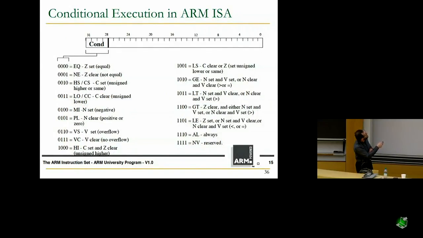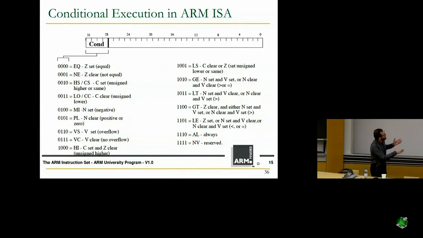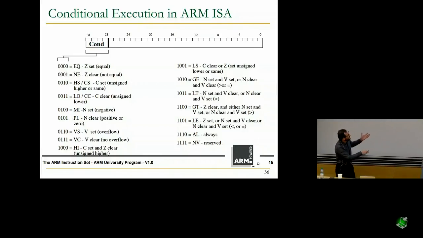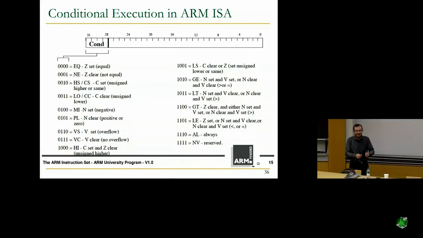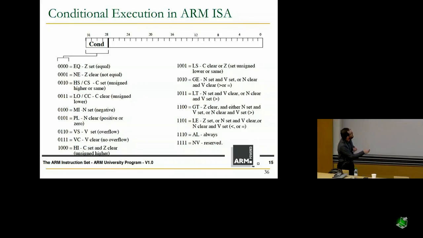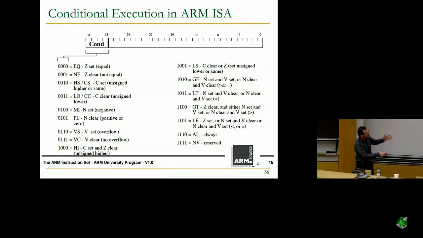For example, this one is testing if the zero condition code is set. This one is testing if the overflow condition code is set. And you can see greater than, less than, always. If an instruction should always be executed, regardless of the condition code, you should basically set it to 1110. That's an unconditional instruction. Everything else is really a conditional instruction. If you do this, I guess you get an error in the decoder.